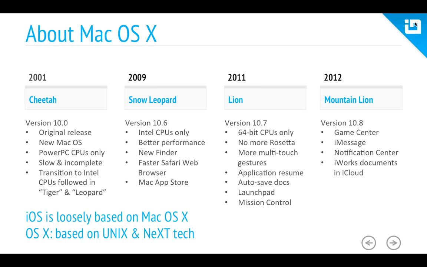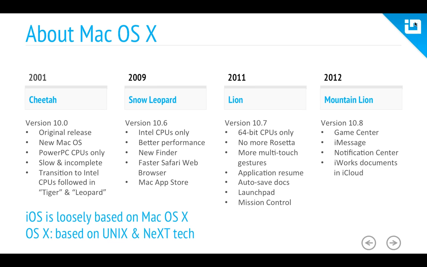NeXT was basically a technology developed by the company NeXT, which Steve Jobs founded after he left Apple in the 80s, and which was eventually purchased back by Apple in the 90s, which is why Steve Jobs came back to Apple. The Mac OS was completely rebooted in 2000 with a beta version, and then in 2001 came the original release of Mac OS X.